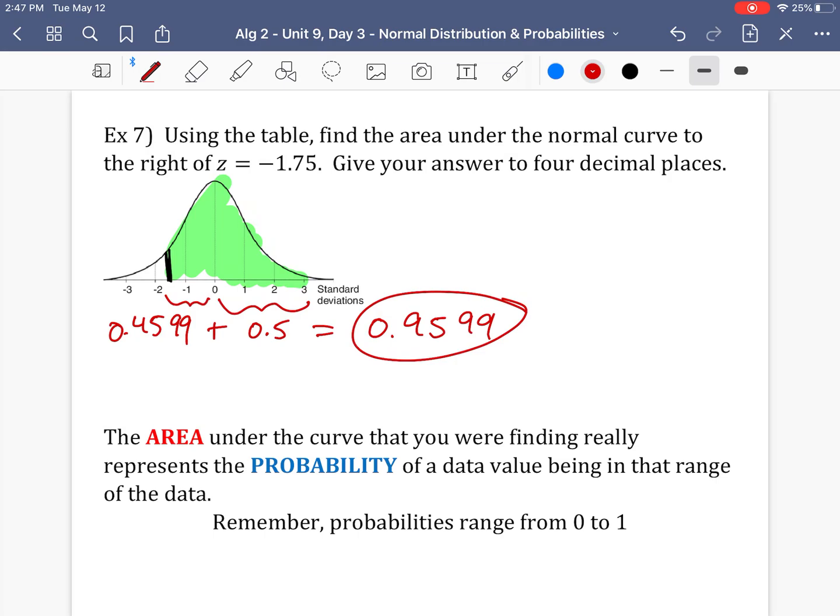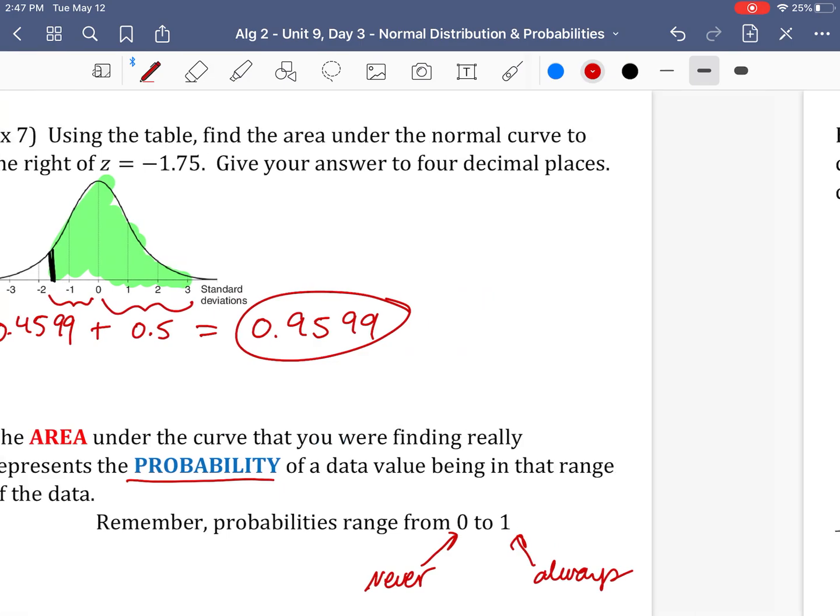All right, so this area under the curve, what you are really finding, it represents the probability of a data value in your normal distribution lying within that range of numbers, okay? So remember that probabilities range from 0 to 1. 0 meaning it's never going to happen, and 1 meaning always, right? So probabilities can't go higher than 1. So the total probability is always equal to 1.